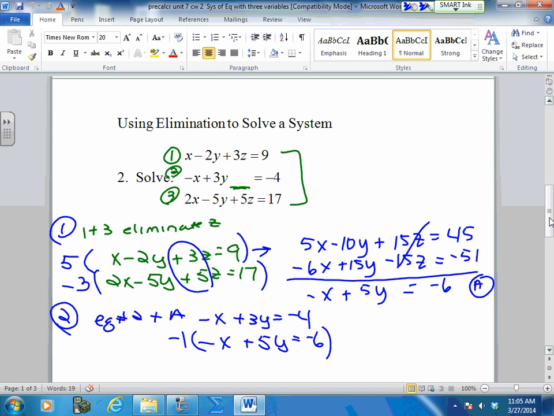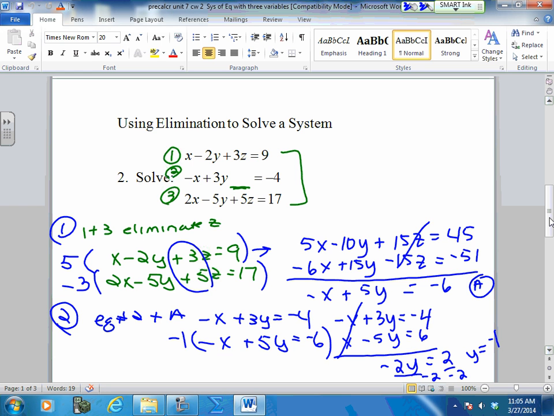Now, some people say just subtract, which is fine, but you've got to change the signs anyway. So we keep the top one. We change all the signs. Plus, minus, plus. We eliminate the x. We divide by negative 2. And we get y is equal to negative 1. Okay, so now, y is negative 1.